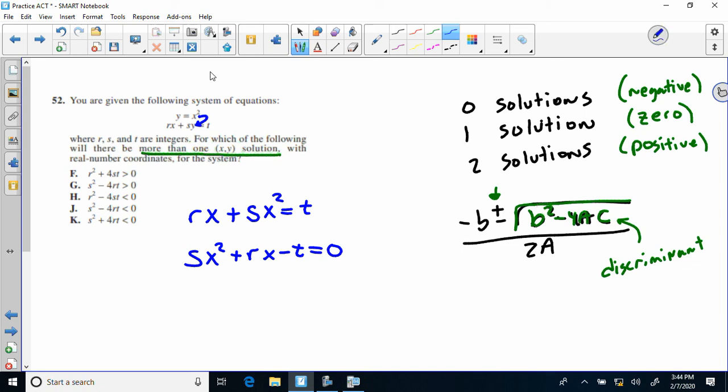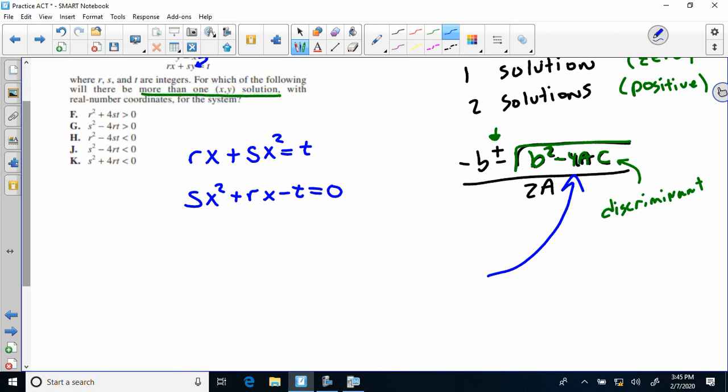And then I'm doing the discriminant now. So I'm doing what's in green right over here, that b squared minus 4ac. I don't need the radical. I don't need the square root part. I just need to do b squared minus 4ac. My b is the letter r. So it's r squared minus 4 times a, and my a is the s, times c, which is negative t. And a negative times a negative is positive, so I'm going to simplify that down to r squared plus 4st.